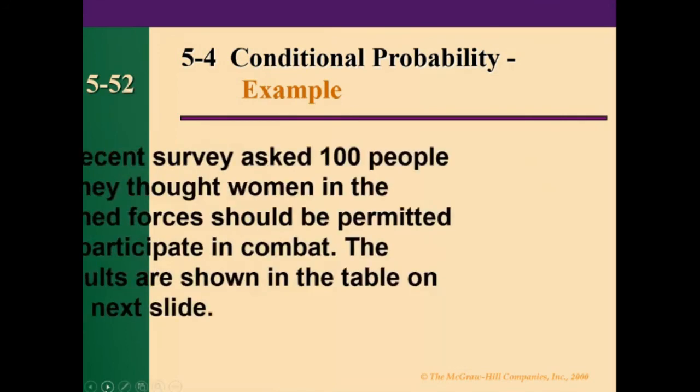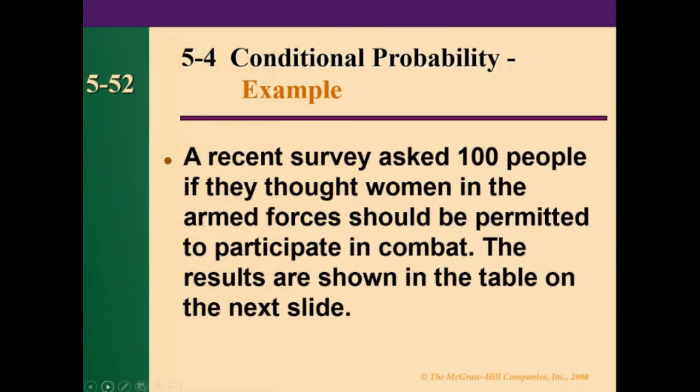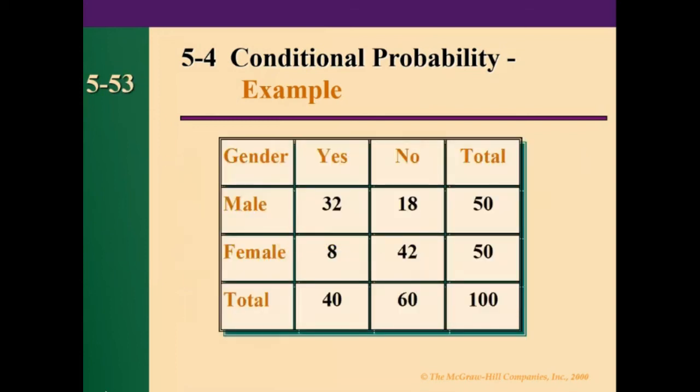or 0.3. A recent survey asked 100 people if they thought women in the armed forces should be permitted to participate in combat. The results are shown in the table on the next slide. These are the ones who said yes. 32 males said females should join combat, 18 said no. Among females, only 8 agreed, 42 said no, obviously many said no. So 50 plus 50 is 100. The total who said yes is 40 over 100, and those who said no is 60 over 100.